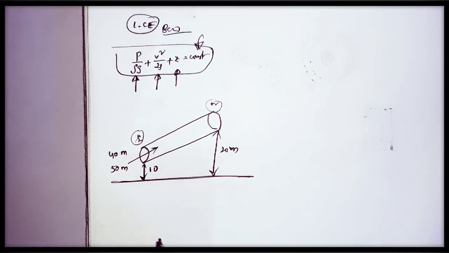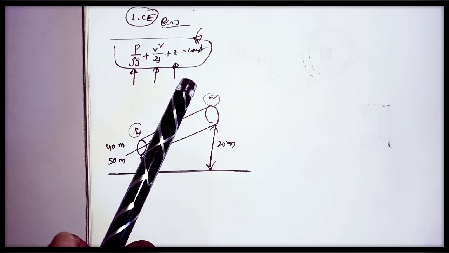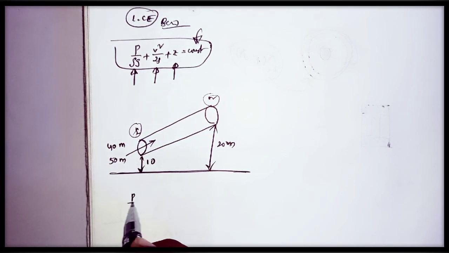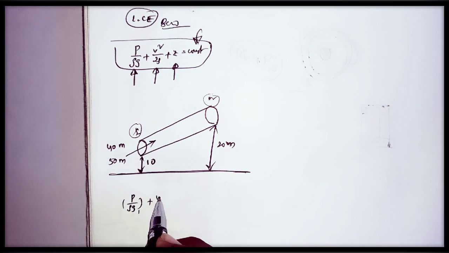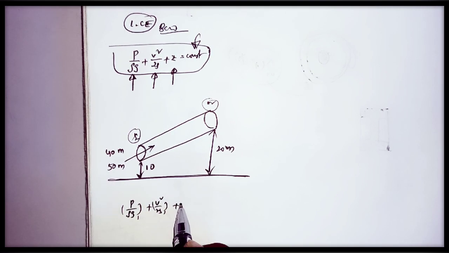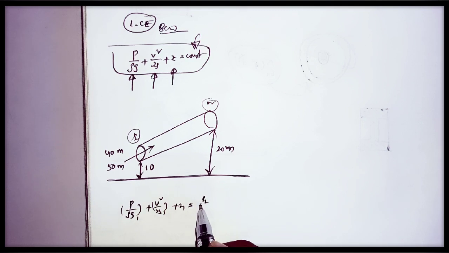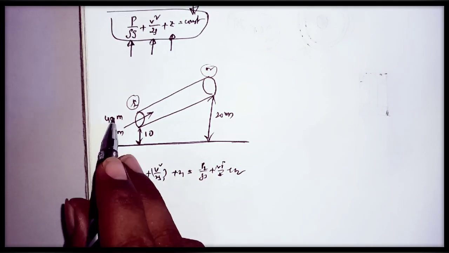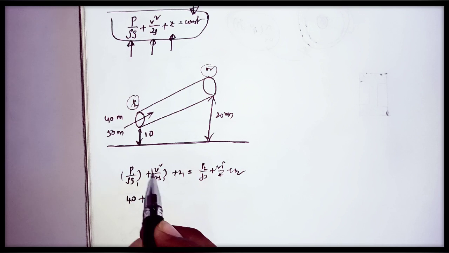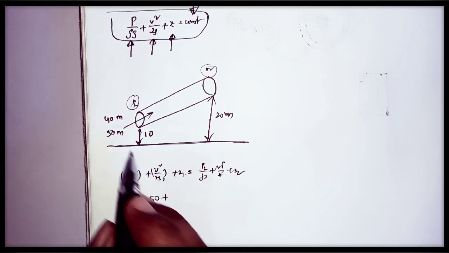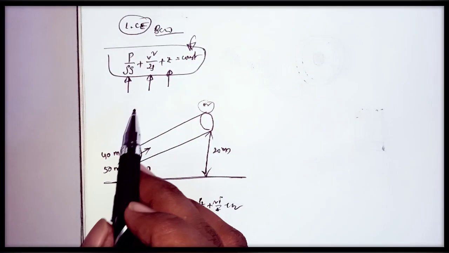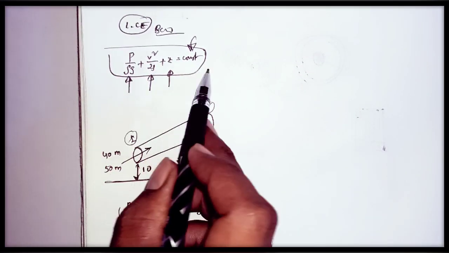According to the law of conservation of energy, the Bernoulli equation, if we apply it at the first and second cross sections, that is P1 by rho g plus V1 square by 2g plus Z1 is equal to P2 by rho g plus V2 square by 2g plus Z2. If we substitute these values, the pressure head is 40 meters, the kinetic head is 50 meters and the datum head is 10 meters. The total of these three parameters is equal to constant.